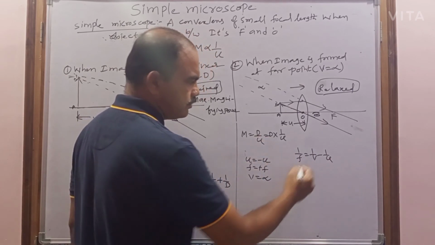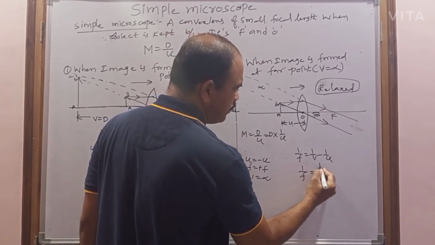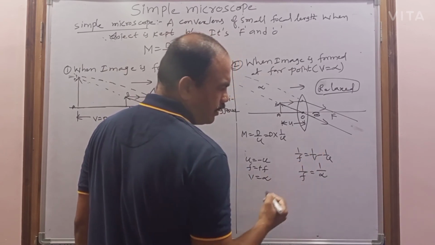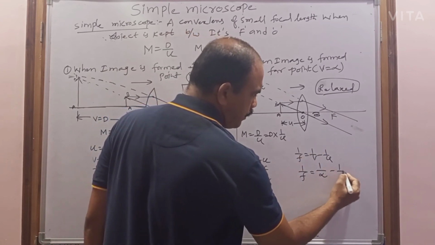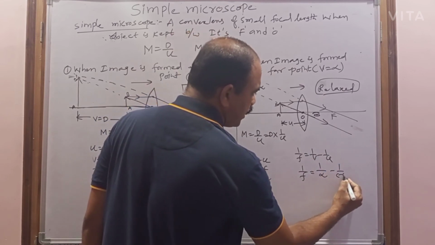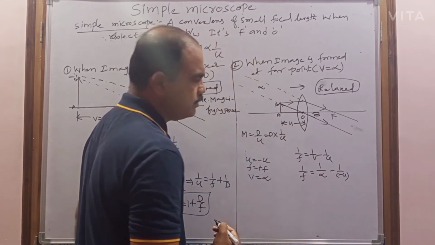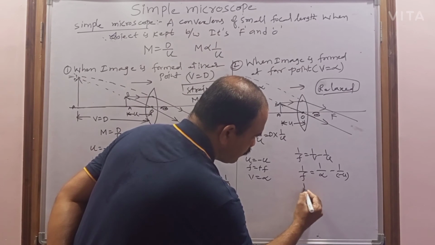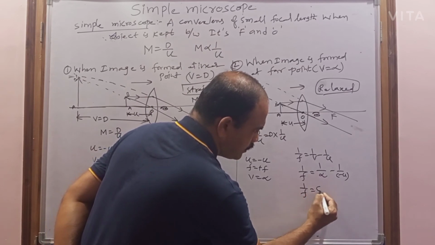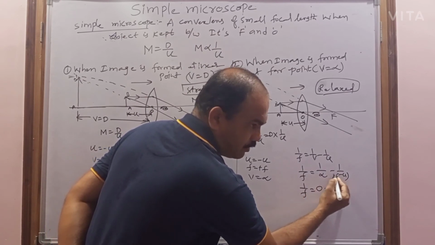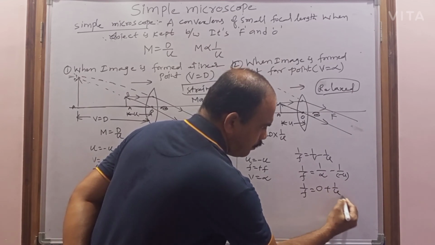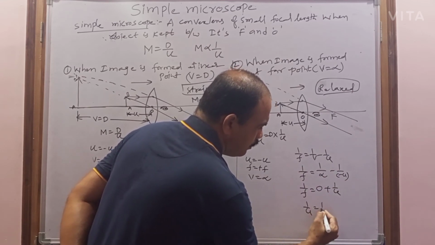infinity. Now substitute here. So 1 by f equal to 1 by v, which is 1 by infinity, minus 1 by u. u is nothing but minus u. Something by infinity is nothing but 0, and minus into minus is plus, so 1 by f equal to 1 by u. So 1 by u equal to 1 by f.